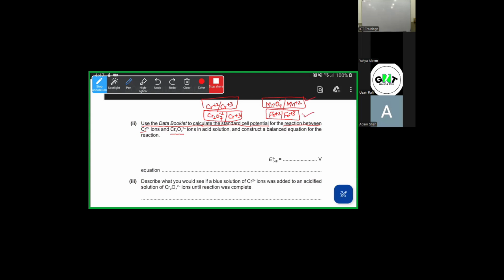Okay, now you have to find an equation in which Cr2+ and Cr3+ are present in the data booklet. So let me know. So Cr3+ plus electron that is going to form Cr2+, and what is the E naught of it?